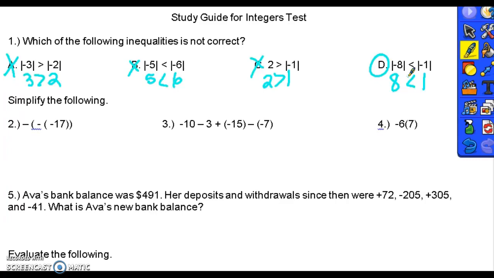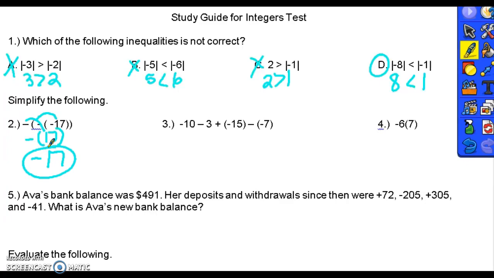Number 2, simplify. This is saying the opposite of -17. The opposite of -17 is 17, and the opposite of that is -17.